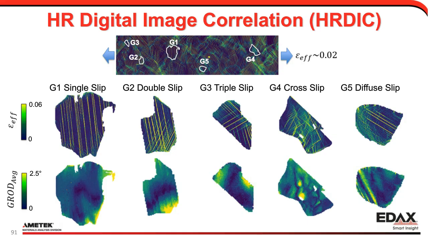And you can see both the digital image correlated measurements and the EBSD, in this case the GROD average measurements. And you can see some interesting features. When I look at them, I tend to see that the cross slip areas show higher intensity in the GROD average. I haven't spent a lot of time with this, but it is an interesting result. Something to keep in mind, certainly.